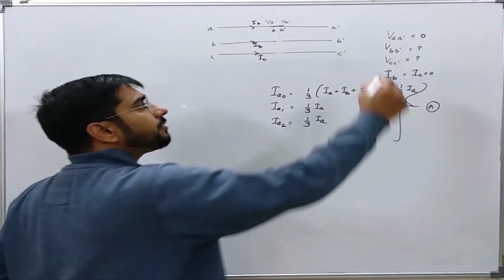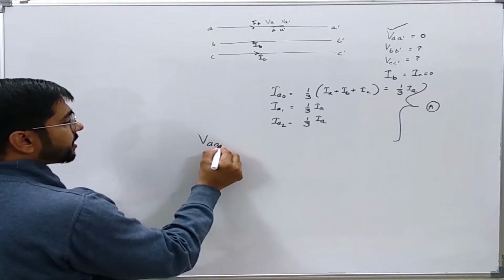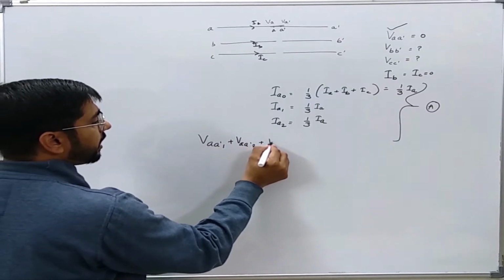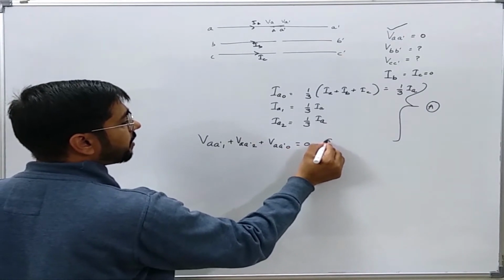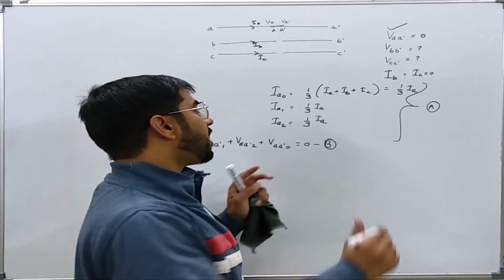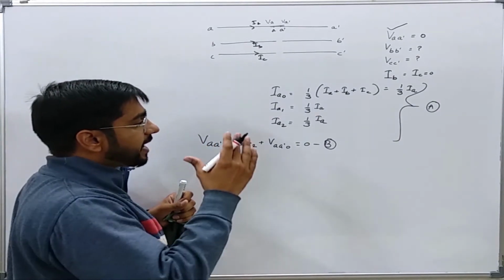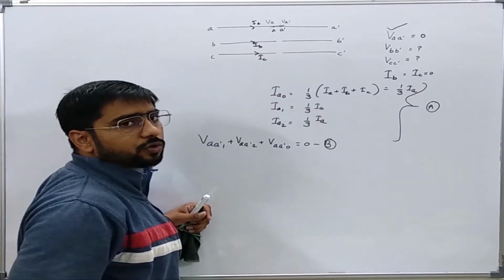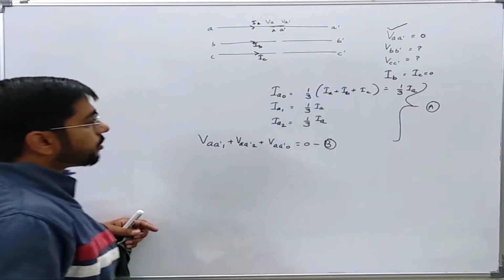Now we see that VAA dash is equal to 0. That is VAA dash 1 plus VAA dash 2 plus VAA dash 0 should be equal to 0. Let us say this is equation number B. So equations A and B are showing us that if we connect these sequence networks in series, then we can analyze such a situation of having two phase conductors open by symmetrical component theory. So let us connect them.